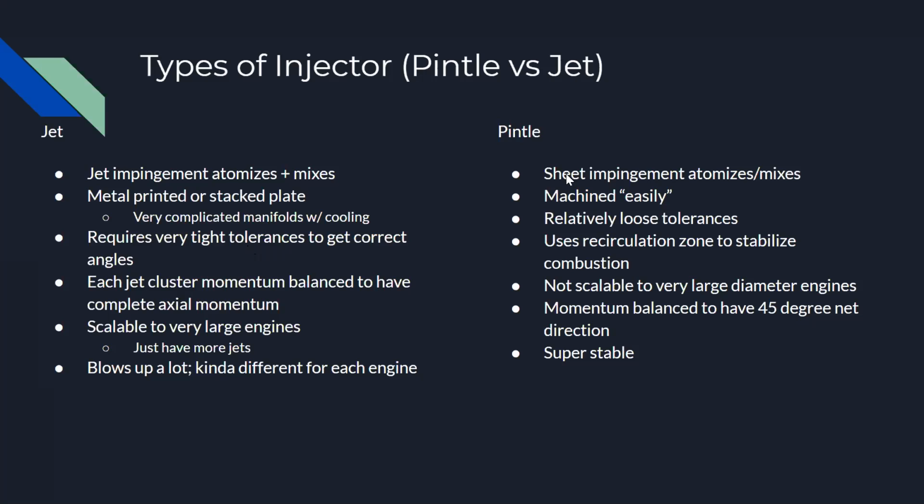So basically, you have a sheet impingement. At the end of the pintle you have a bunch of jets shooting out in all directions, and then the other propellant is flowing straight down around that. So you're always going to have good impingement there, good atomization.